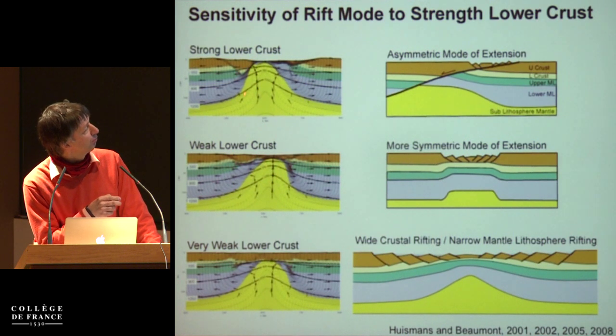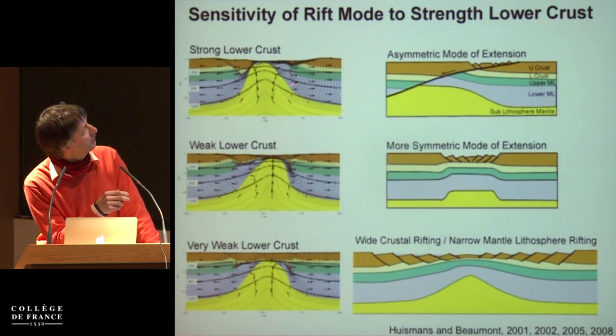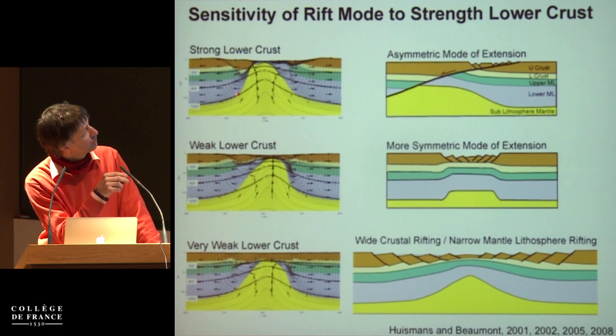Here are three models run for about the same amount of extension. And we see that in this very strong middle and lower crust case, we have major detachments that cut through the crust mantle lithosphere system, and they cause very large-scale asymmetry, allowing for this purple material, which is lower mantle lithosphere, to be exhumed to the seafloor. And the yellow here is the sublithospheric mantle. So again, the upper crust, lower crust, upper mantle lithosphere, lower mantle lithosphere, and sublithospheric mantle here.